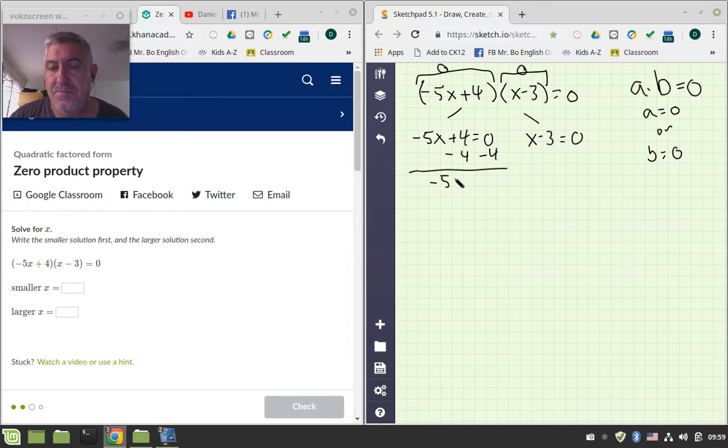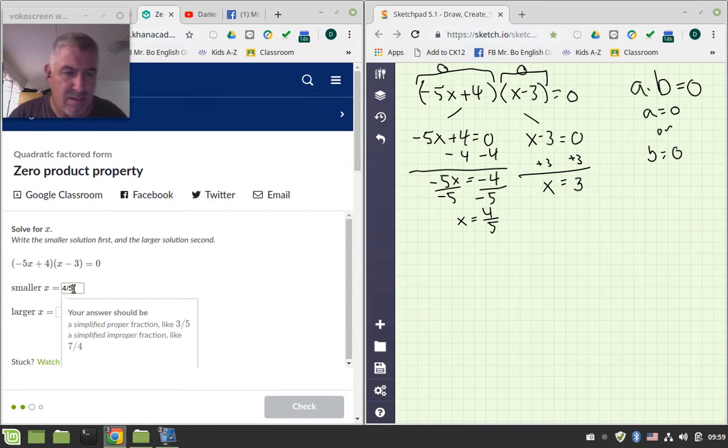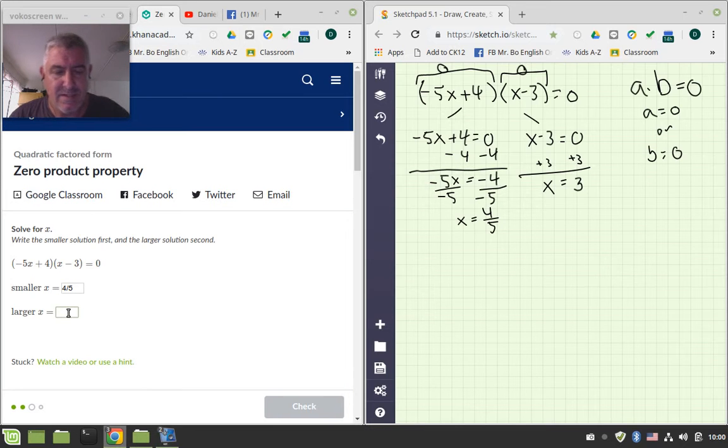So we'll solve. We remember how to do this. And divide by negative 5. So x is equal to 4/5. X minus 3 plus 3 plus 3. So x is equal to 3. Which one is smaller? 4/5 is less than 1. So 4/5 is our smaller one. When we're going to have a fraction, it tells us, write your fraction. Okay? And 3.